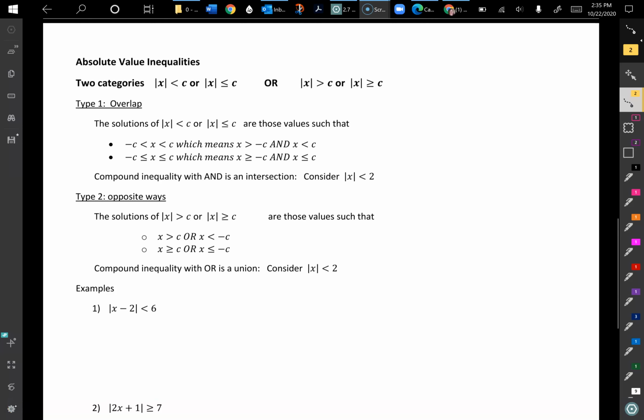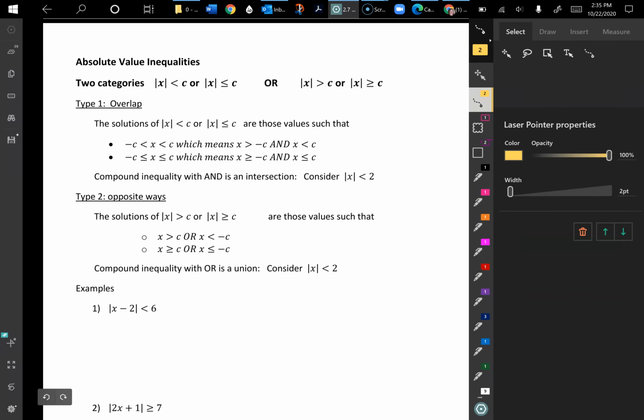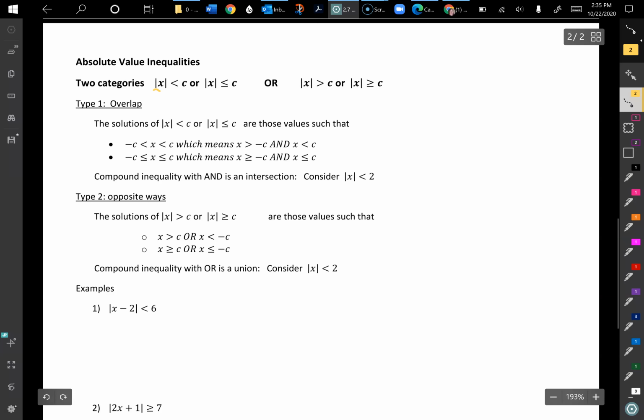Okay, now we're going to take a look at absolute value inequalities. So we have two categories here. We have when the absolute value of x is less than c or less than or equal to c, and the other scenario where it's going to be greater than c or greater than or equal to c.